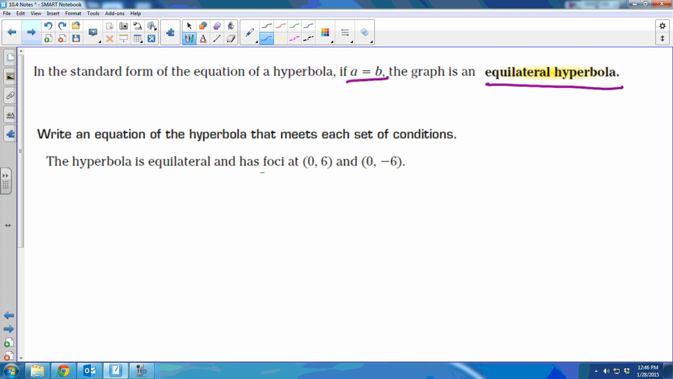All right, so here's the example. The hyperbola is equilateral. Again, that just means that A equals B. That's going to be helpful in a second. And it has foci at 0, 6, and 0, negative 6. What can I tell from the foci? I can tell where the center is at. That's one thing. So where is the center on this one? 0, 0. What else can I tell from the foci? There's 3 things. There's 2 more. Yeah, I can tell what the orientation is because I know they're on that transverse axis, right? So are 0, 6, and 0, negative 6, are they vertical or horizontal? Vertical. So this is going to be vertical.